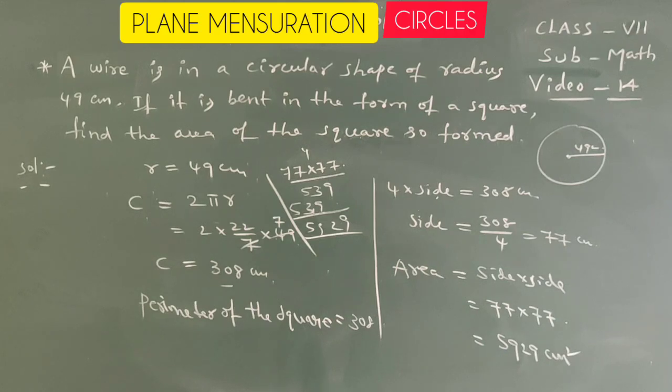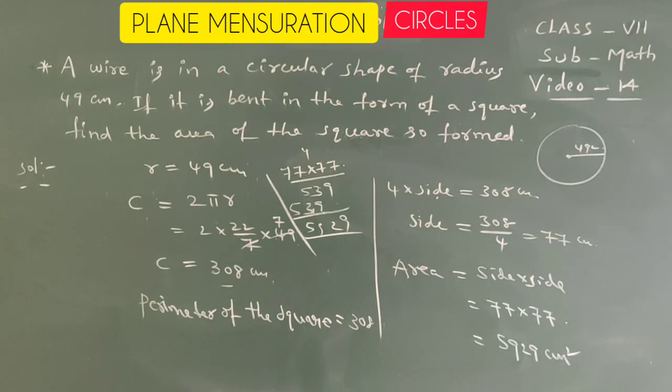So once we got the circumference, we got the total length of the wire. Now we have the wire. Now we can bend it in any shape. If you want an equilateral triangle, the perimeter becomes the perimeter of the equilateral triangle. If you want a rectangle, the perimeter becomes the perimeter of the rectangle, like that. So we have the wire of length 308 because the wire is bent in the form of a circle. That's why circumference is 308.